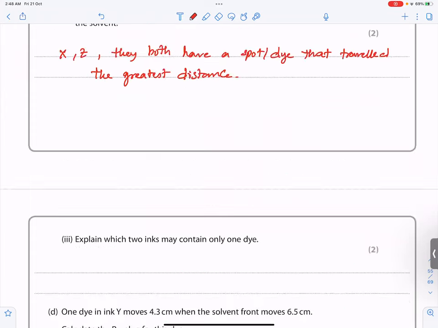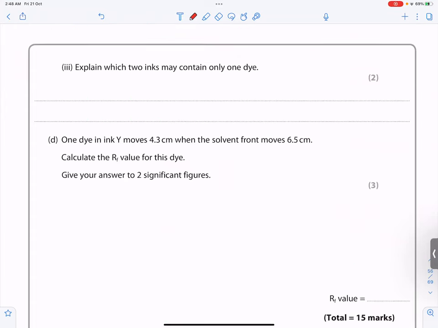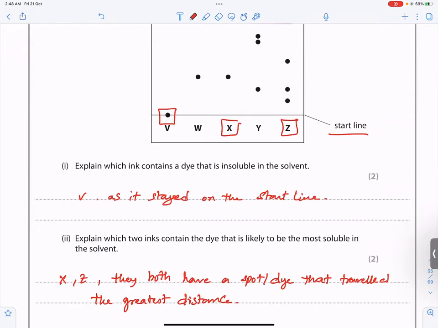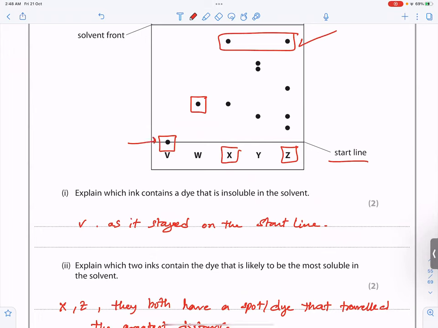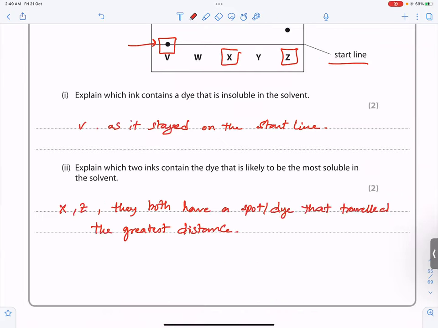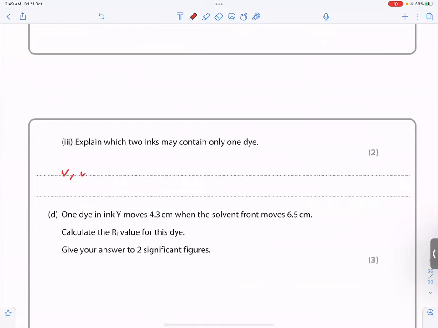طيب عندنا question triple I, explain which two inks may contain one dye. ال W contain one dye عشان عندها one spot وال V يعني أنت ما تقدرش تقول بصراحة إن هي contain one spot ولا لأ عشان هي أصلا مش دايبة. ومع ذلك من حقك انك تقول V and W as they both only form one spot.